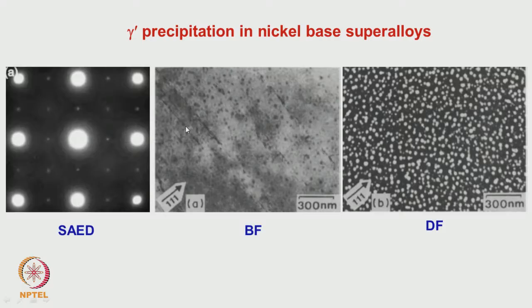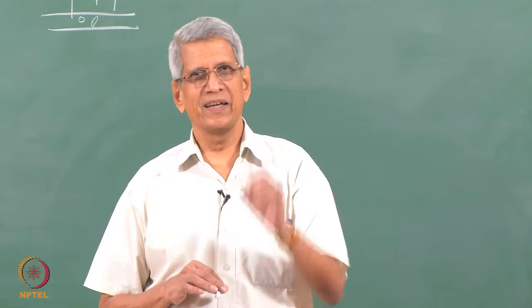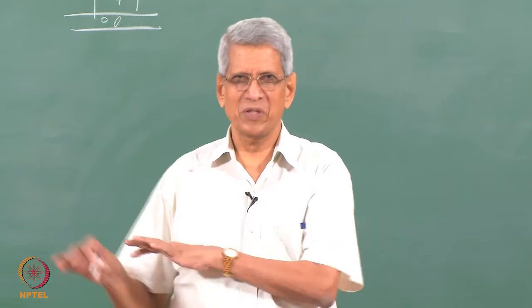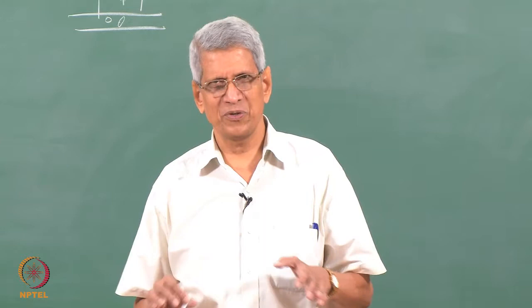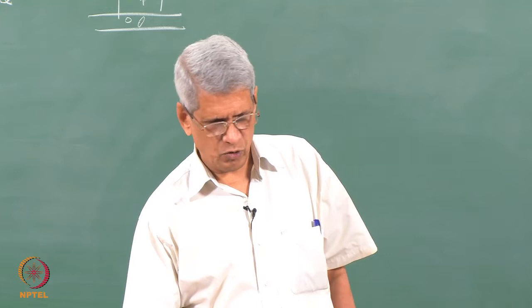This is another example, because that is a much more complicated one. Why I took that picture is to tell that if you image from two different spots, quite often you find that the same precipitate gets imaged. So you do not know whether that particular superlattice reflection which you see belongs to the matrix, one particular phase, or another phase. That also I will come to with an example. Here it is gamma prime precipitation in a nickel based superalloy.